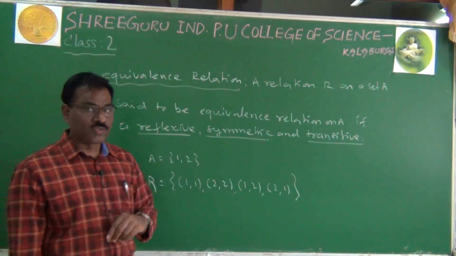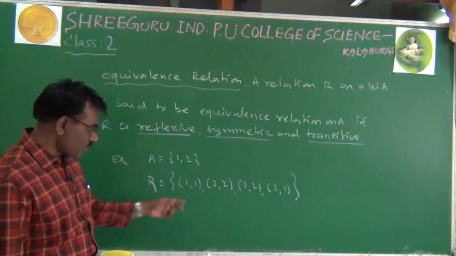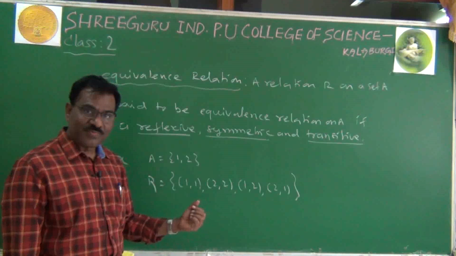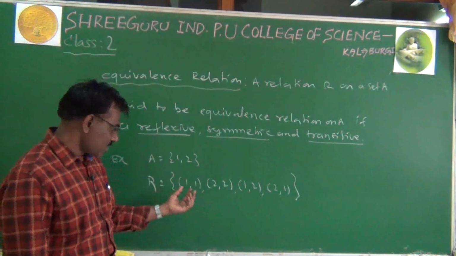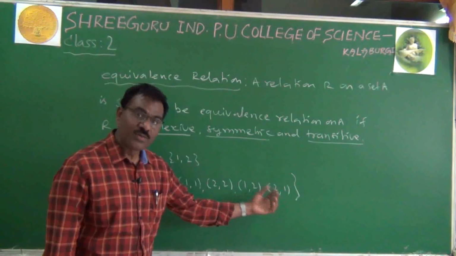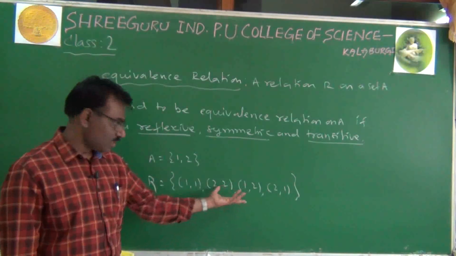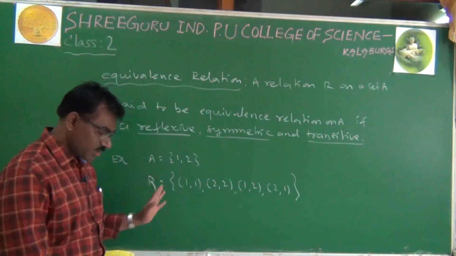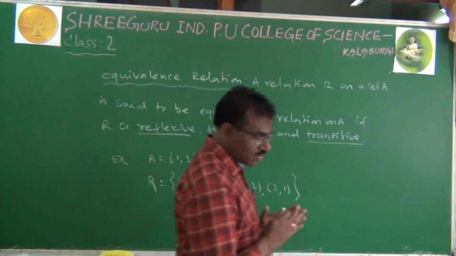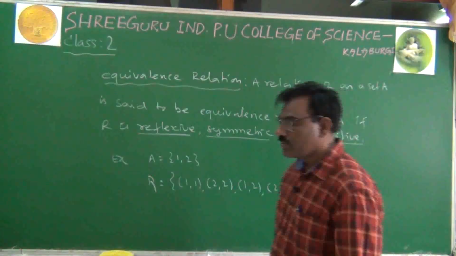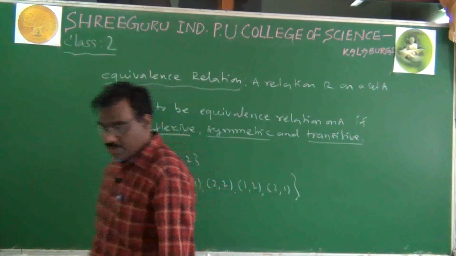Now transitive, you have to check whether transitive is possible or not. (1, 1), (1, 2) gives (1, 2) also. Yes, belongs to R. Is there any other possibility? (2, 2), (2, 1) gives (2, 1). This also, (2, 1) is there. So (1, 2), (2, 1) gives (1, 1). So this relation R is an equivalence relation.